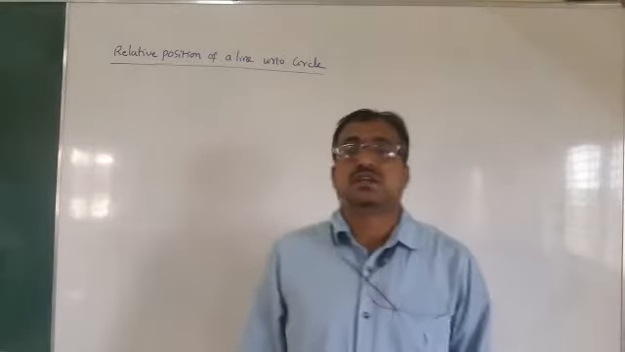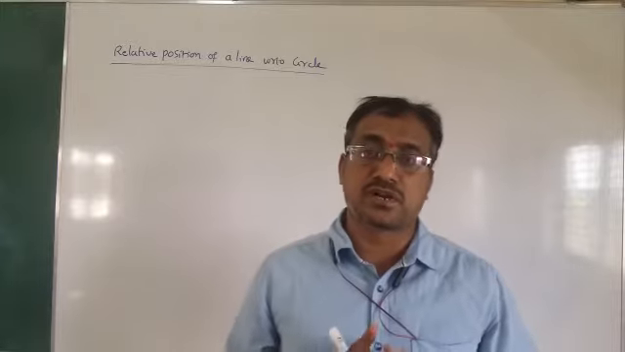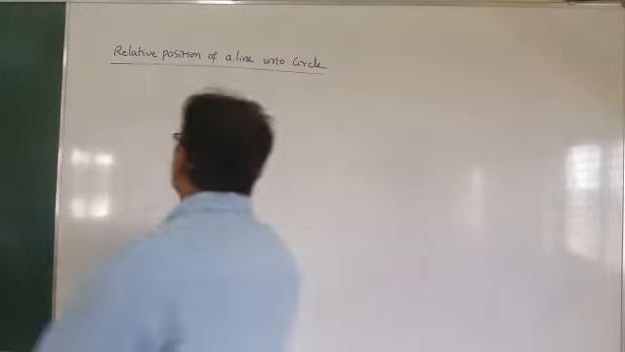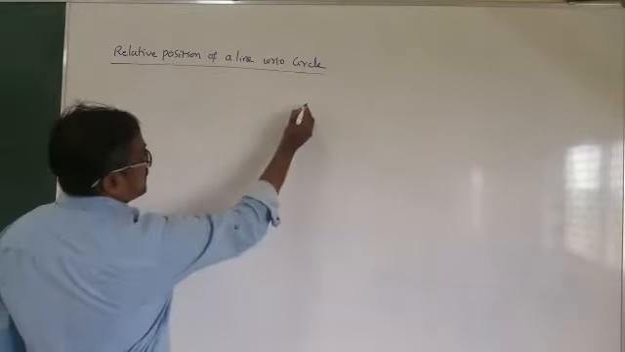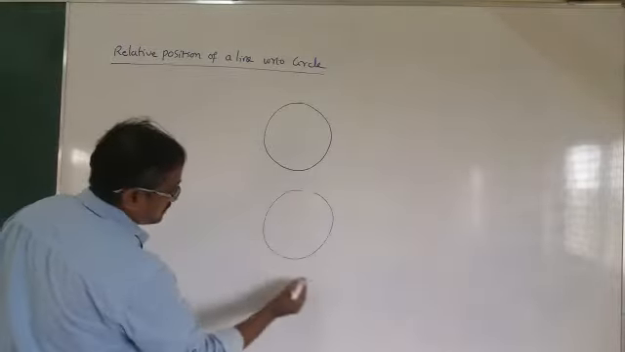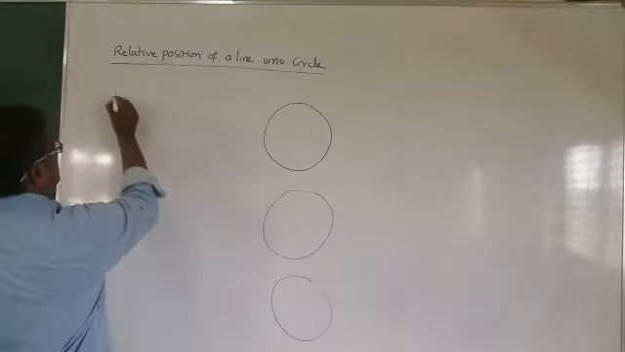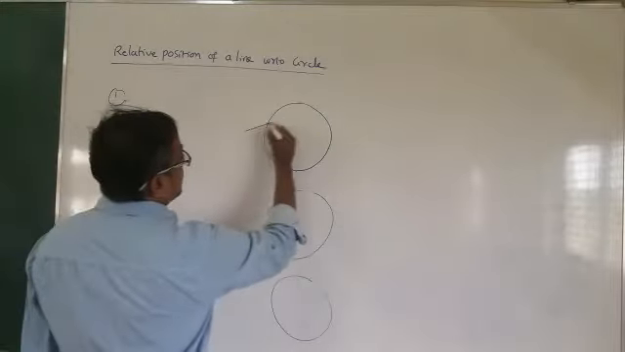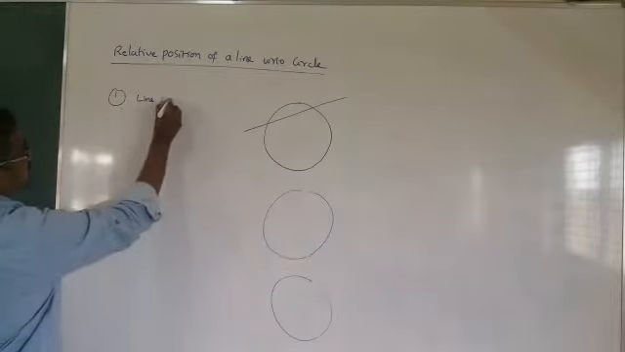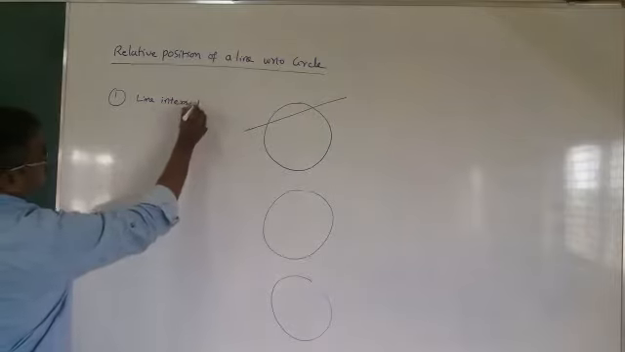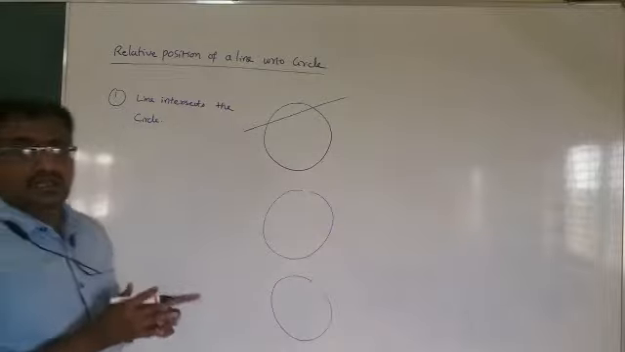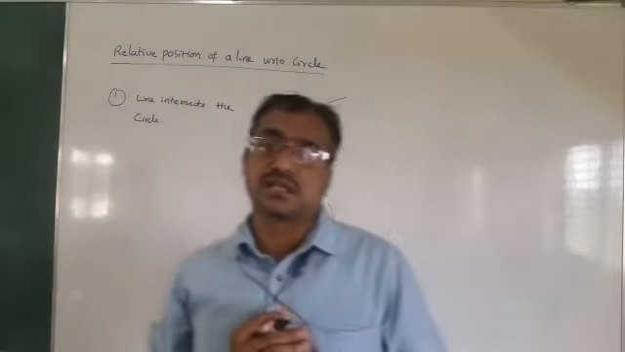Good morning students. In this class we are going to discuss the relative position of a line with respect to the circle. Now a line can take 3 positions with respect to the circle. Now first one, a line can intersect the circle. So a line can intersect the circle like this.